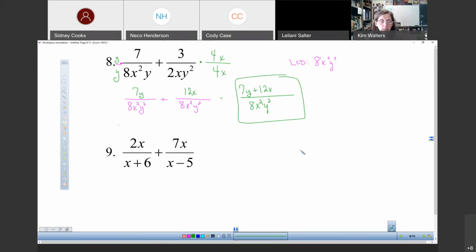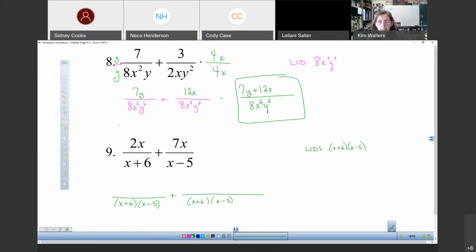So my least common denominator is a little bit easier with this kind of problem than with the monomials. I have to have x plus 6 in my denominator, and I have to have x minus 5 in my denominator. So my least common denominator is x plus 6 times x minus 5. Okay, that's it. So each of my new fractions is going to have a denominator of x plus 6 times x minus 5. And then plus fraction number 2, x plus 6 times x minus 5.